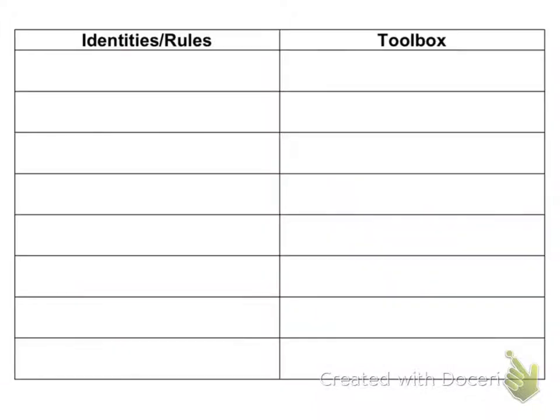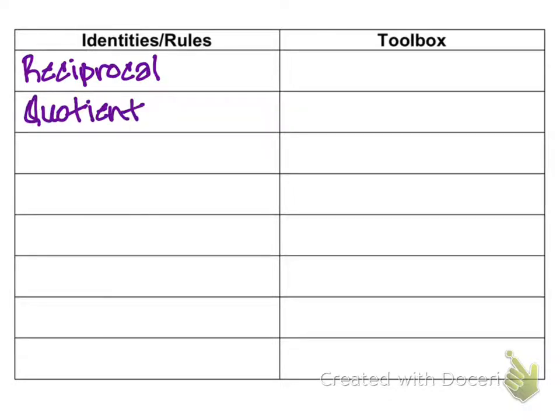First, I like to keep a sheet like this, and I recommend you do the same, that has all of the identities and rules that we use on one side and then what I call our toolbox on the other. So first, let's think about what identities and rules we have right now. We have the reciprocal identity, the quotient identity, and our Pythagorean identities. And those three are the ones we're going to use the most often.